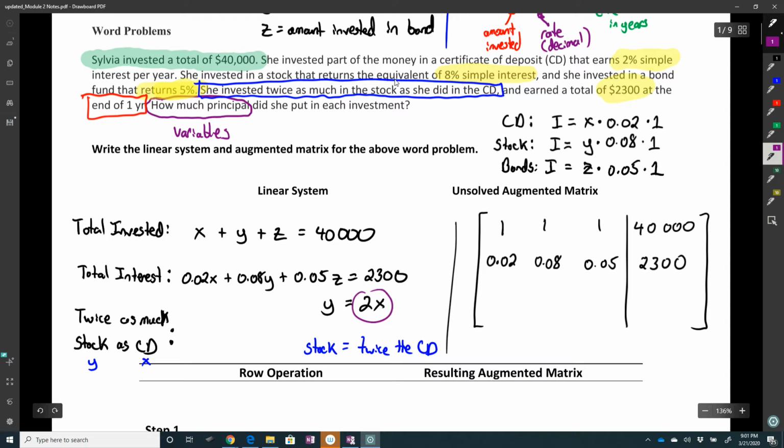And then this last equation, what I'm going to do is get the 2x, or if you want, you can get the y. It doesn't matter. I'm going to get the 2x and move it to the other side. So by doing that, the 2x becomes a negative 2x. So negative 2, 1. There's no z's, and the answer is going to be 0. So that's my unsolved matrix. And so there you go.